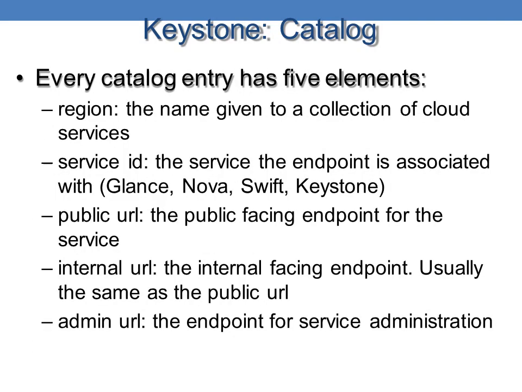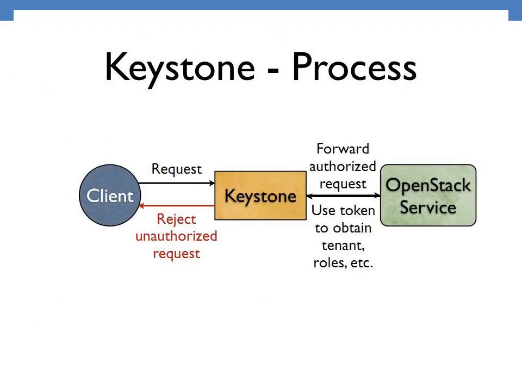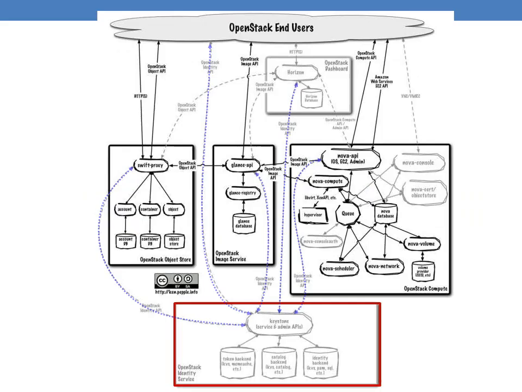Every catalog entry has five elements: region, service ID, public URL, internal URL, and admin URL. So in the Keystone process, the client talks to an OpenStack service with Keystone as an intermediary, forwarding the authorized request and using the token to obtain the tenant controls.